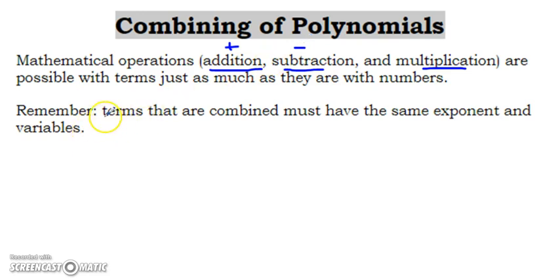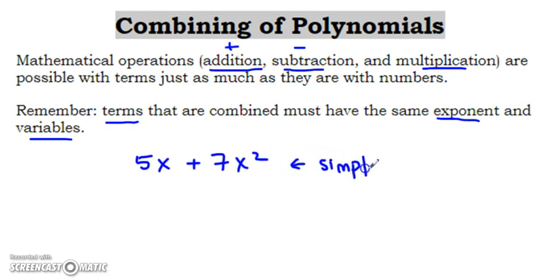Before we get started, just as a reminder, terms are individual parts separated by addition or subtraction. To combine, they have to have the same exponent and the same variable. So for example, 5x and 7x squared, that's as simplified as it gets, okay? Because they have two different exponents, to the first and to the second. But if I had 5x plus 7x, that can be combined into one term, 12x, all right, because 5 plus 7 is 12. Okay, so let's get started.